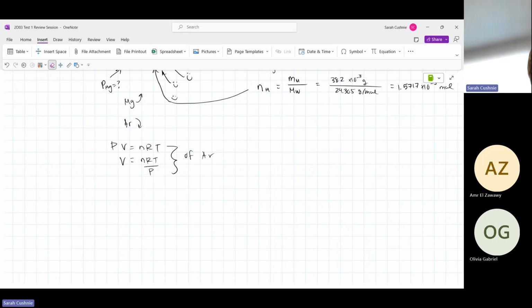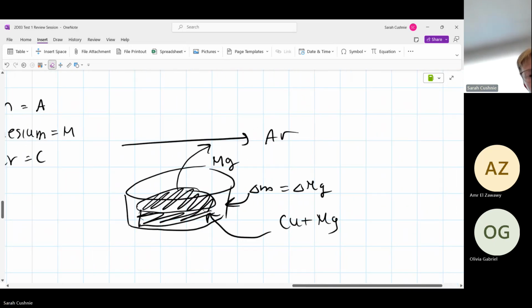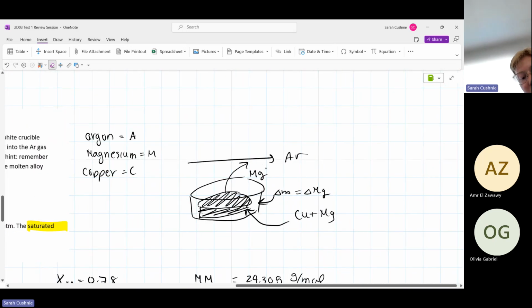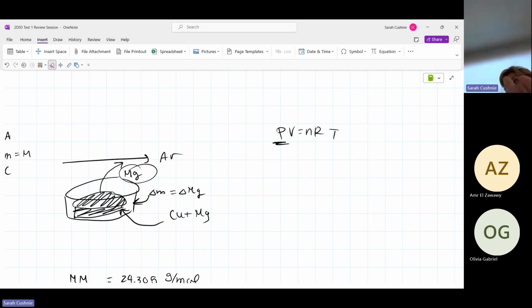So if we go back to our drawing, we want to find out the pressure of magnesium. PV is equal to nRT. We want to figure out what this pressure is when it's in the gas phase, because we know it's not really going to be equal to the saturated pressure. It's not going to be a fully saturated solution because we're mixing with the argon. So we don't really know what that pressure is going to be.